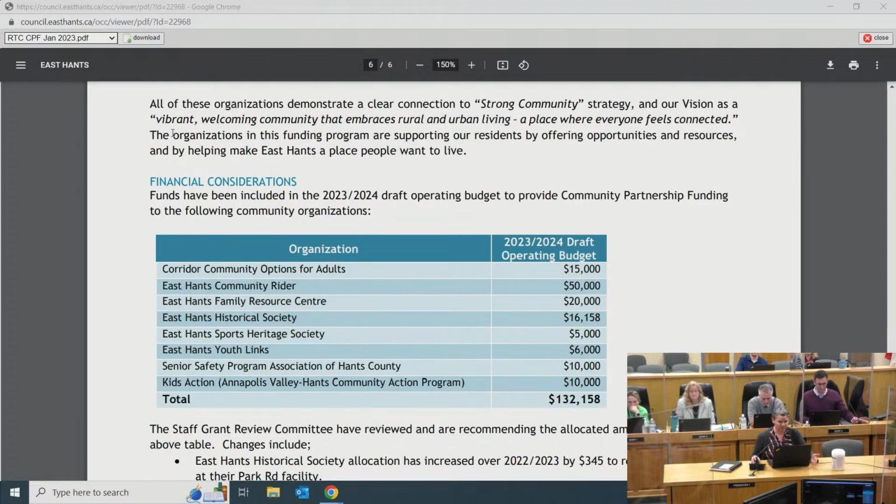So the final budget line, as prepared now in 2023, is $132,158, and this is about $345 more than last year, and that's the increase in rent for the Historical Society's funding. And it basically shows a shift of senior safety being reduced and Family Resource Center being raised. So that's the final piece there.